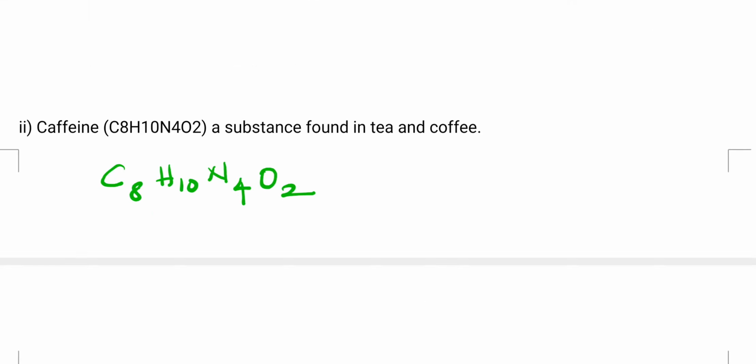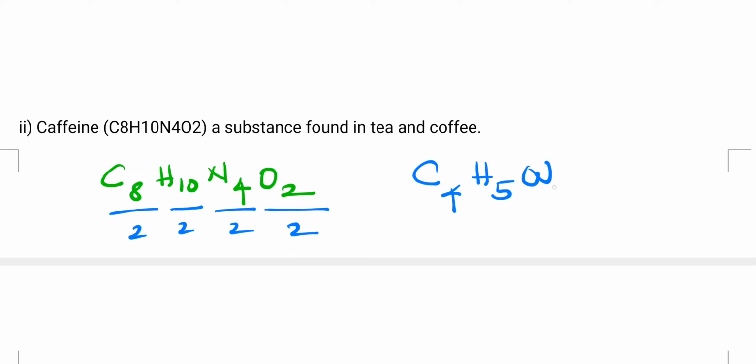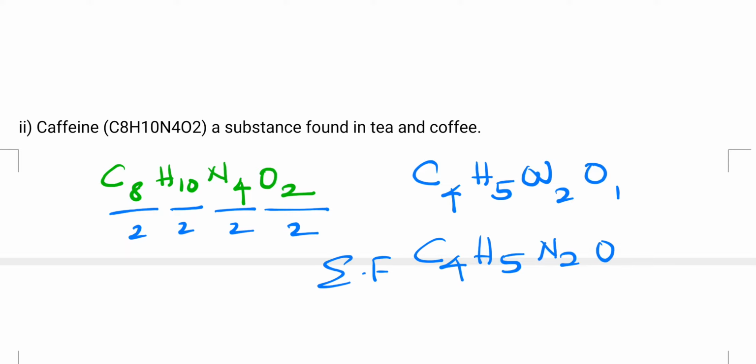Next, for caffeine, found in tea and coffee, what is the formula? C8H10N4O2. Here the lowest value is 2, so everything has to be divided by 2, and you can get the empirical formula. That is C4H5N2O1. C4H5N2O is the empirical formula. If we divide everything by the lowest value, we get the empirical formula.